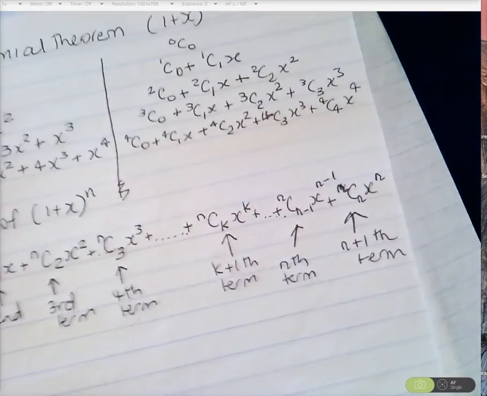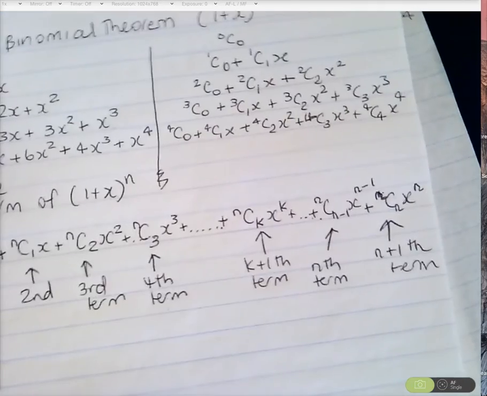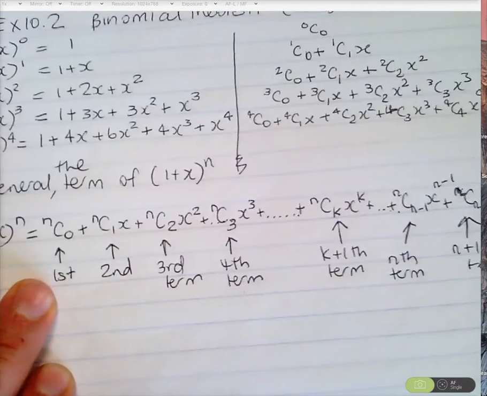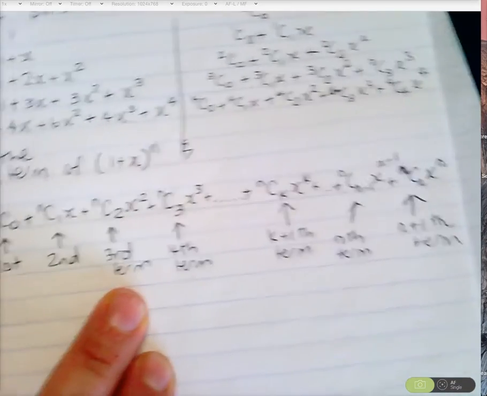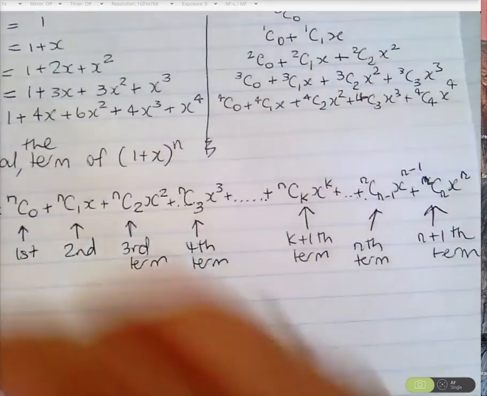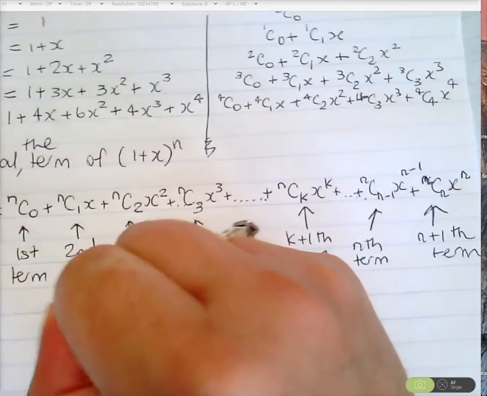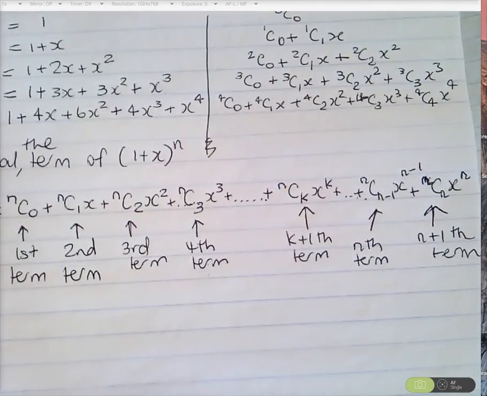Now I need this written down as is. So nC0 is the first term, nC1's the second, nC2's the third. Got the idea? So first term, second term. This is important because we always talk about the k plus 1th term.